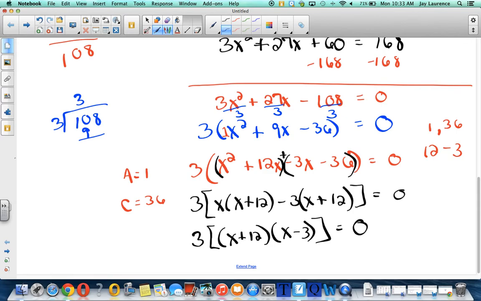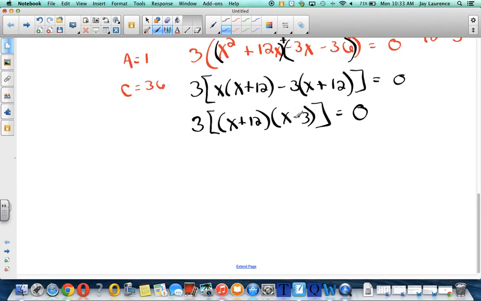Right? And so I have 2 possible answers for x. X could equal negative 12, or x could equal 3. I just solved x plus 12 equals 0, and I solved x minus 3 equals 0. That's what I did there. Kind of did them in my head because they were so simple.